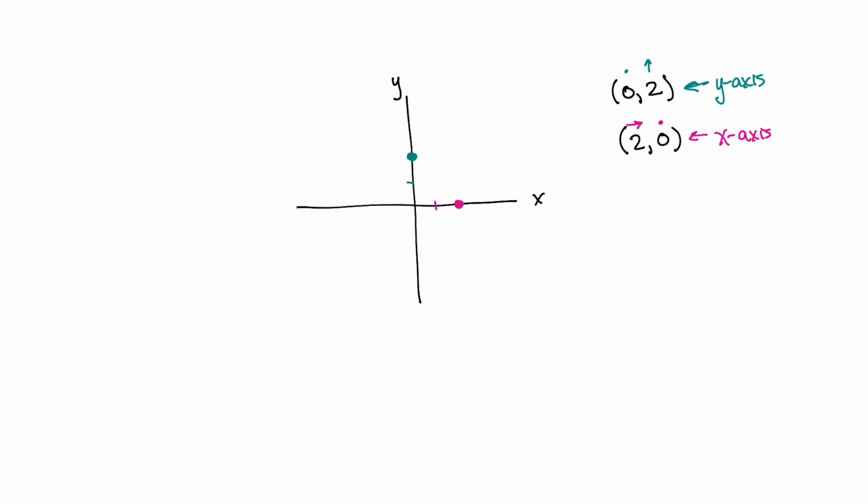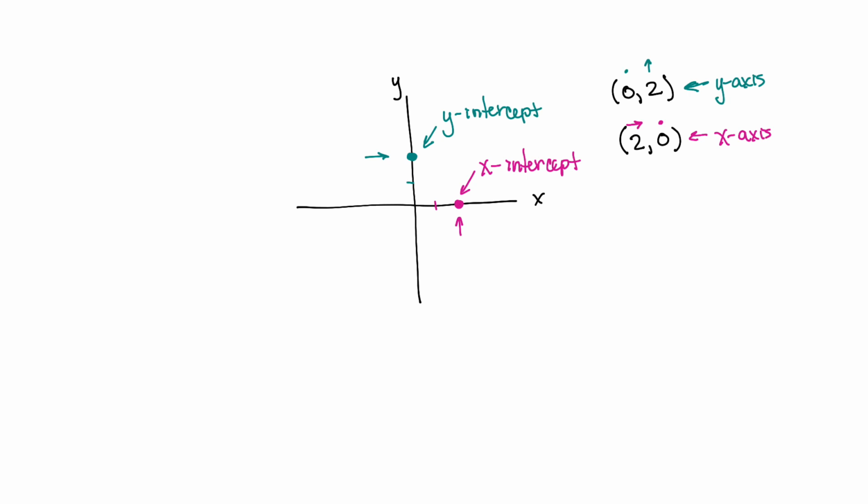Points on the y-axis are considered y-intercepts because it intercepts the y-axis. If it's on the y-axis, it's the y-intercept. If it's on the x-axis, it's called the x-intercept. This will have an x value and then 0 for y. This will have 0 for x and a number for y.